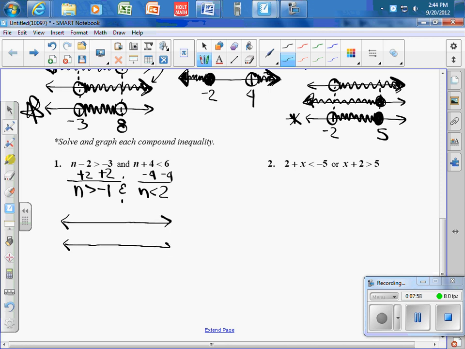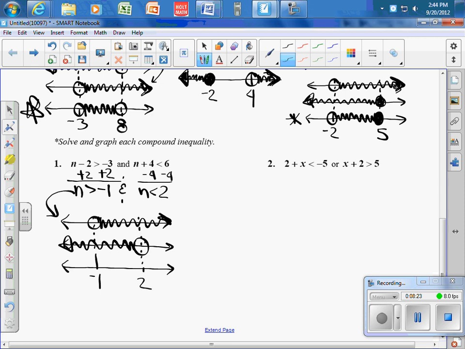Being a compound and, I want 3 number lines. Do you have to put in 3 number lines? No, but it would be a good idea to. Obviously, -1 to the left, 2 to the right. Graphing n is greater than -1 would be a hollow circle at -1, shade to the right. Less than 2 would be a hollow circle at 2, shade to the left. Hollow at -1, hollow at 2, shaded in between.